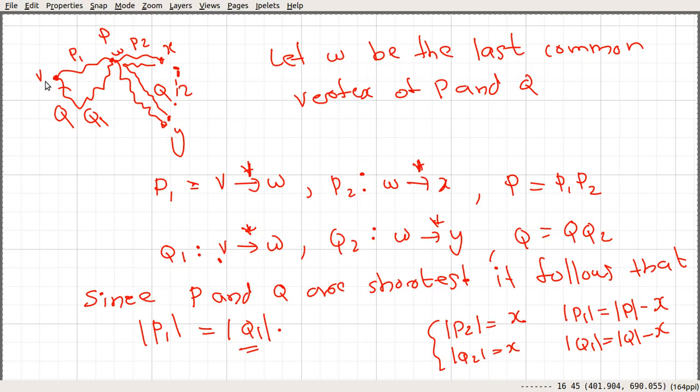Anyway, these two paths have one common vertex v, and if there is more than one common vertex, we consider the last common vertex w. So the situation will be something like this. This is our path p and this is our path q. Now we can divide the path into two: a subpath p1 from v to w and another subpath p2 from w to x. So p is nothing but p1 p2.